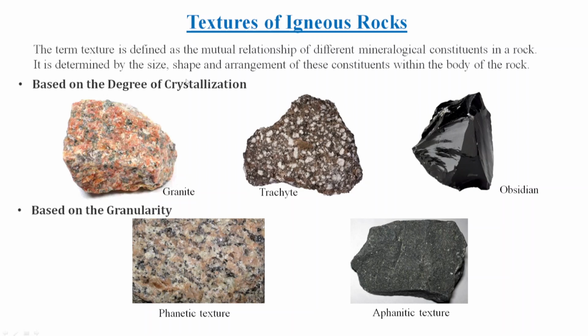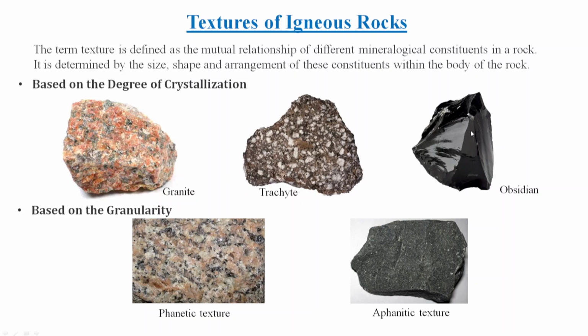And now if I look at the various textures of igneous rock, I can group them under various categories. The first kind of textures are grouped on the basis of degree of crystallization. Obviously, the degree of crystallization means how fast your crystallization is going on. If I am looking at a granite, the rate of crystallization of the granitic magma is always slow. On the other hand, if I look at obsidian, that is obviously silica rich, but in the case of obsidian the cooling rate is extremely fast.